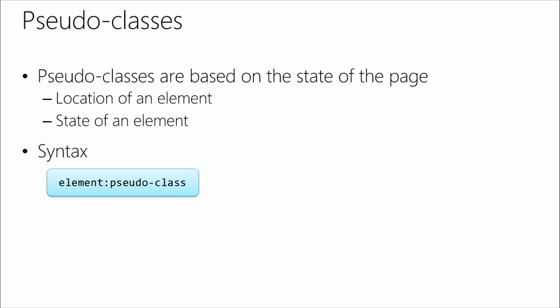Now, the difference between a pseudo class and a pseudo element is very subtle, both syntactically and semantically, technically. A pseudo class is going to apply to an entire element, and that's based on where that element is or based on the current state. So if somebody has put their mouse over it, if it's at the top, if it's at the bottom, if it's the last item, if it's an odd item, if it's an even item, etc.